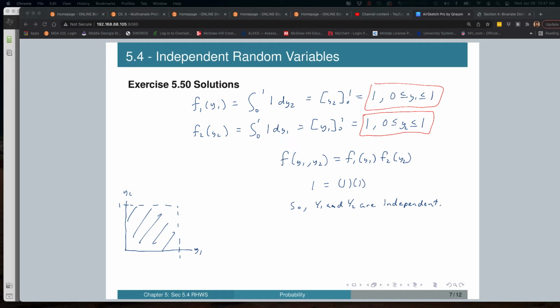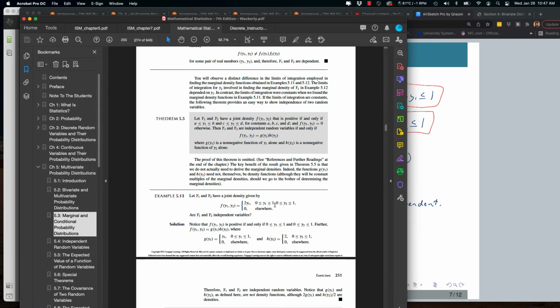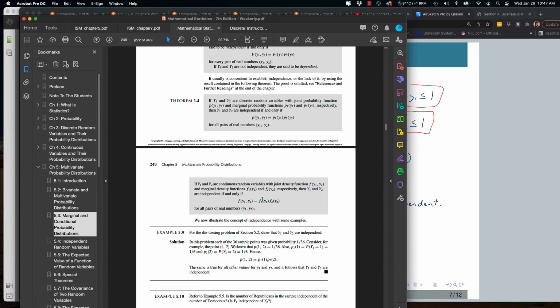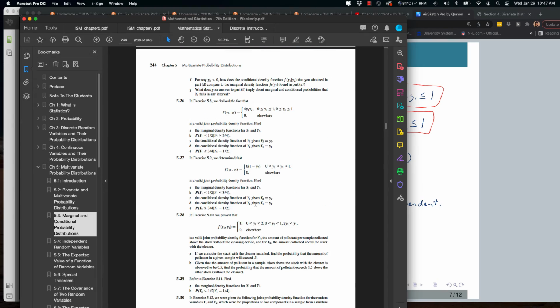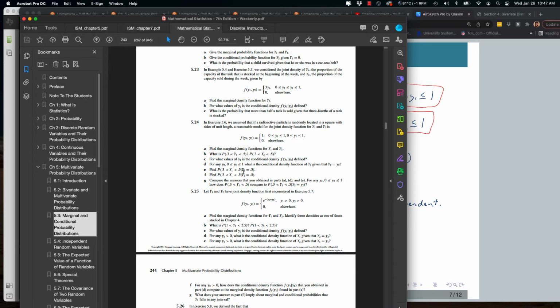Let me see if I can muster up the book here. Let's go back to exercise 5.24 right here. So D through F: for any y sub 2 between 0 and 1, what is the conditional density function of y sub 1 given y sub 2 equals y sub 2? I'd be willing to bet the answer to that was 1.